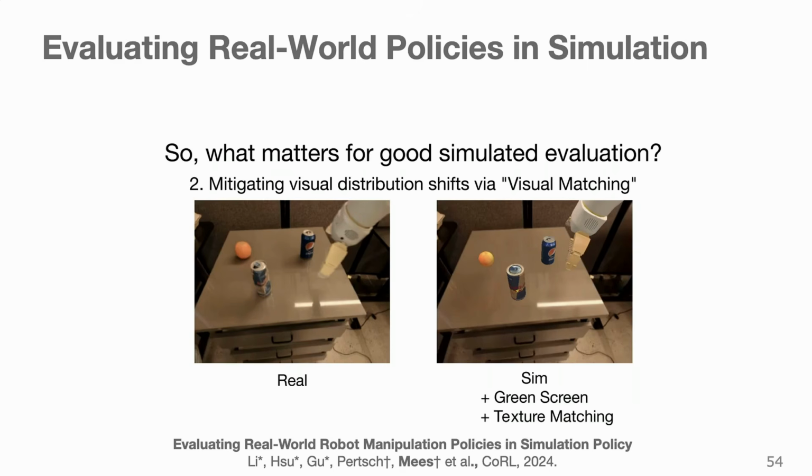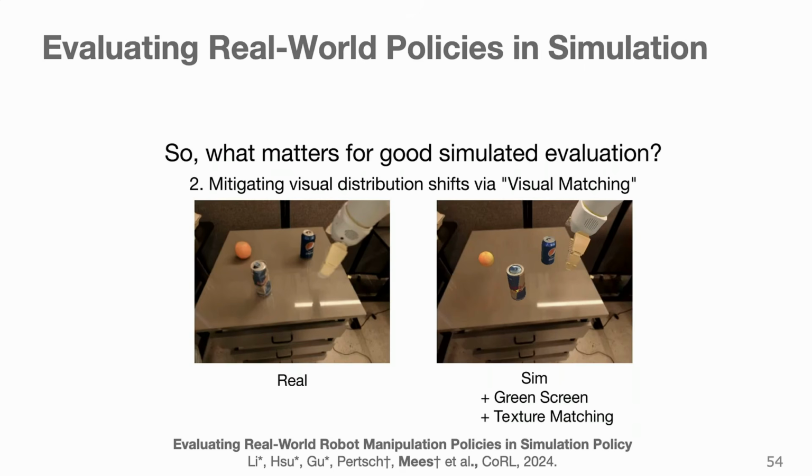So this means we segmented out interactive simulated assets and overlaid them into real-world backgrounds. And then the second one is texture matching, where we projected textures from real-world objects into simulation assets. Like, for example, the Coke can. We take the texture of a real-world Coke can and overlay it on top of the simulated Coke can.